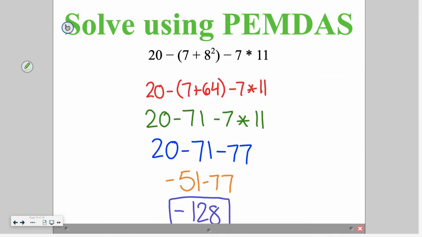Solving inside the parentheses first, the exponent, 8 to the second power is 64. 7 plus 64 gives us 71. Then we come over to our multiplication. 7 times 11 is 77. 20 minus 71 is negative 51. Minus another 77 is negative 128.